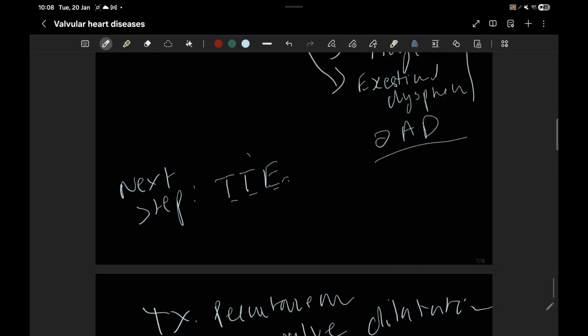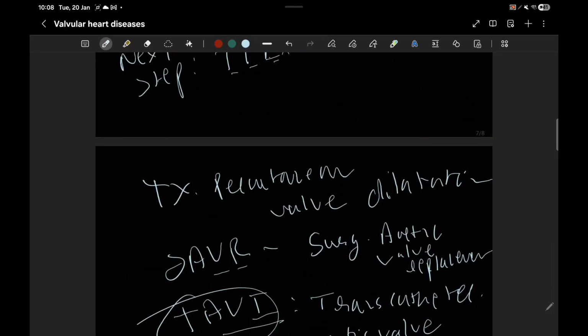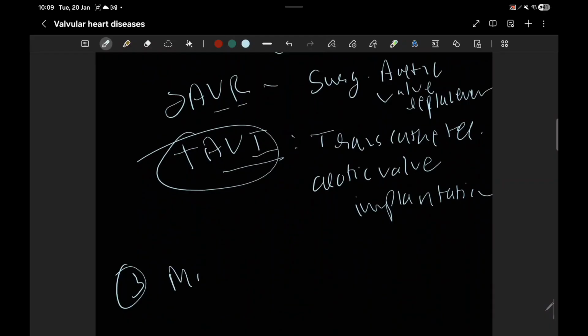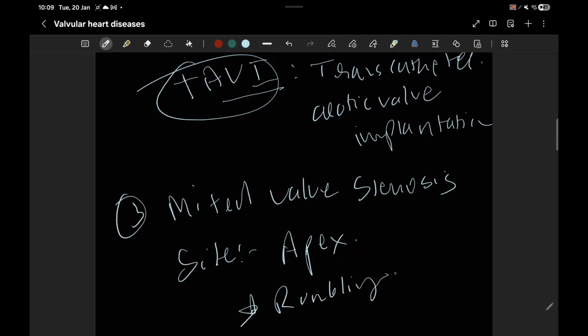Next, we did aortic regurgitation and aortic stenosis. Now we'll discuss mitral valve stenosis. What happens in mitral valve stenosis? The mitral valve is stenosed. Where is the site heard? You can hear it in the apex. You hear a rumbling sound. The character is a rumbling sound.